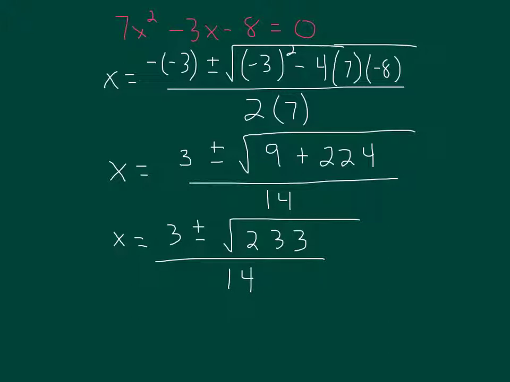Okay, and it just so happens that 233 does not break down. There's no other way to do that, so that is our answer. We're done. X equals 3 plus or minus the square root of 233 all over 14. So sometimes it works out easier. I did go through a few times and plug in 233 divided by a bunch of different numbers and it didn't work. And I think that's about it. All right, we'll move on to the next one.